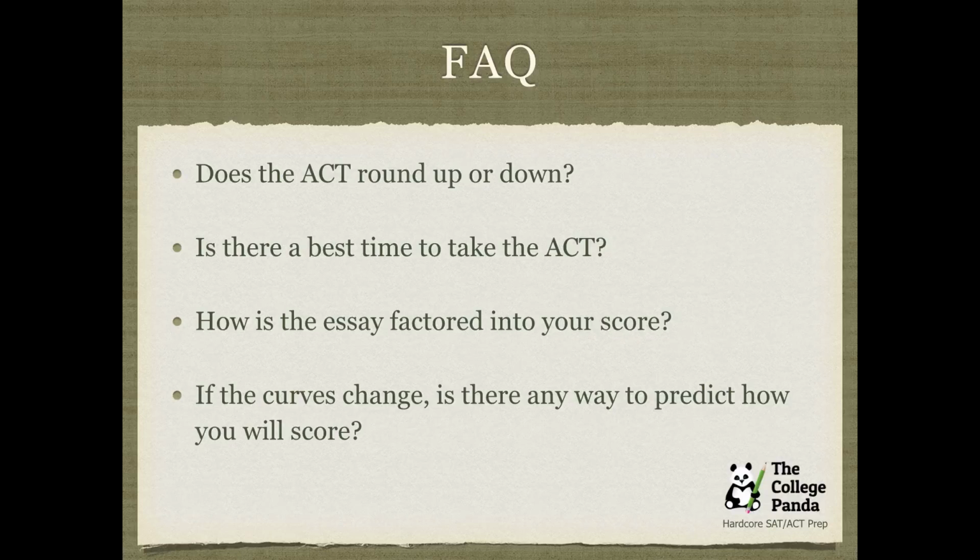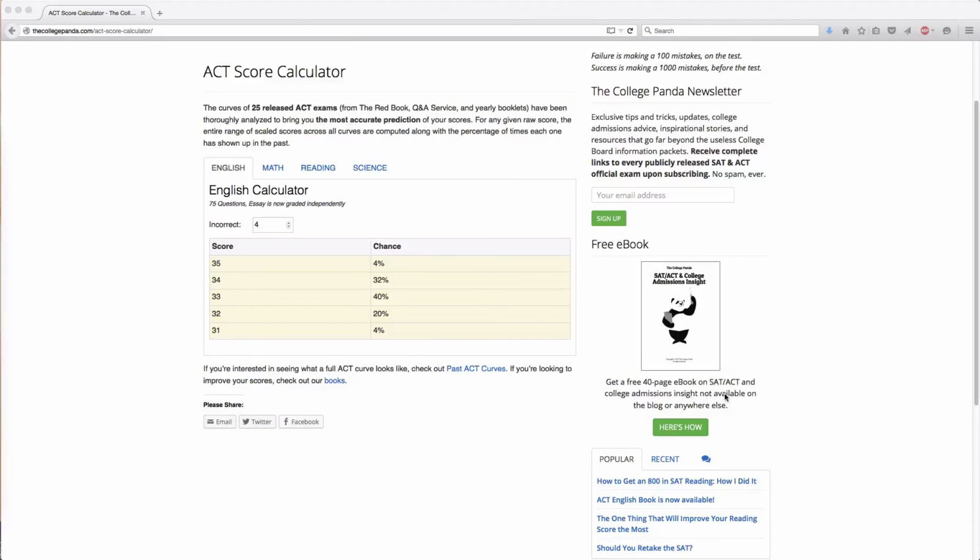What you can do is go to the College Panda ACT score calculator. What we've done is we've taken 25 past curves from 25 released ACT exams, and we've calculated how frequently each score comes up. So let's say that we got 4 wrong on the English section, then chances are we're not going to get a 35. We're probably going to get a 34, 33, or 32.